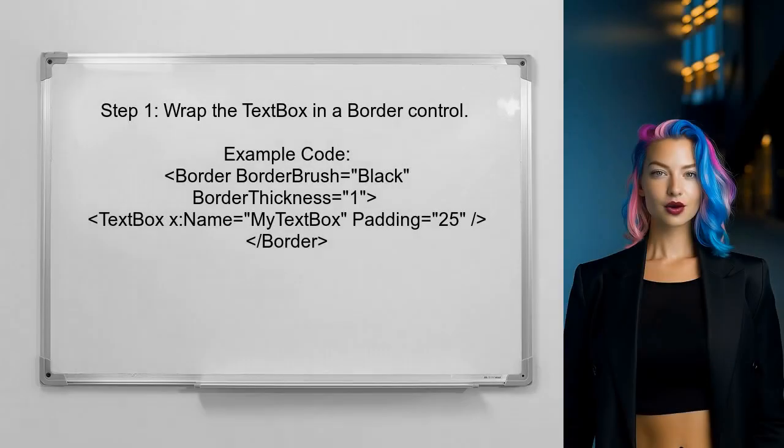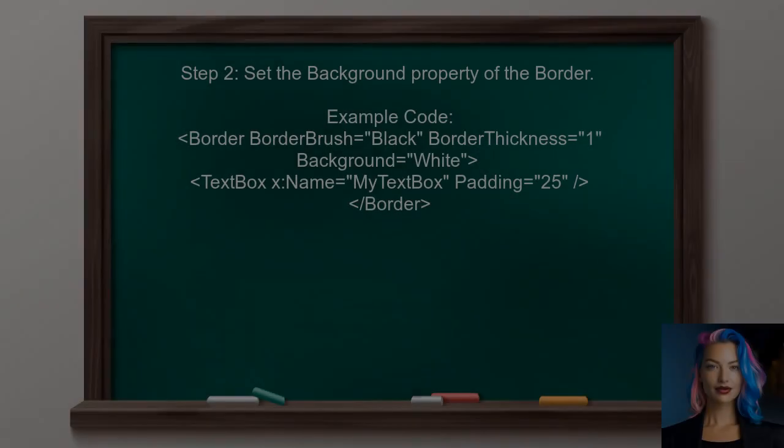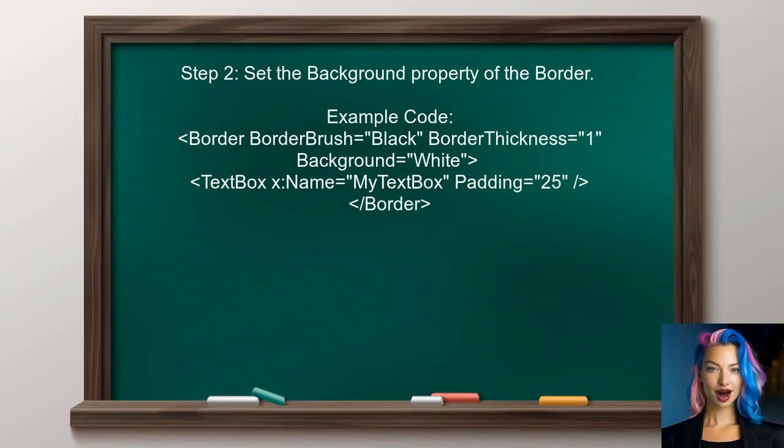To make the blank area around the text in the text box clickable, the user should first wrap the text box in a border control. This will allow us to create an interactive area around the text box. Next, the user should set the background property of the border to match the text box's background. This ensures that the entire area, including the padding, is visually consistent.